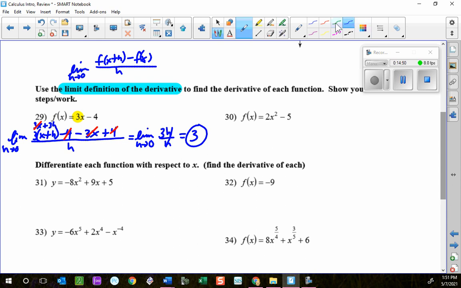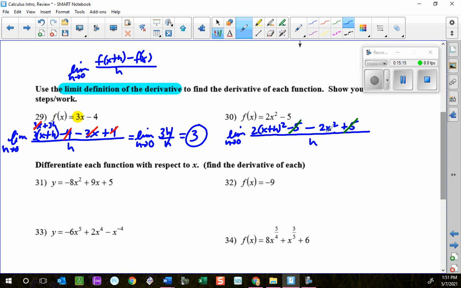So for number 30, we've got the limit as h goes to 0 of f of x plus h, so 2(x plus h) squared minus 5, that's f of x plus h, minus f of x itself. So minus 2x squared, and minus a minus 5 turns into plus 5. So already I notice that the 5's go away. All right, and the bottom is h.